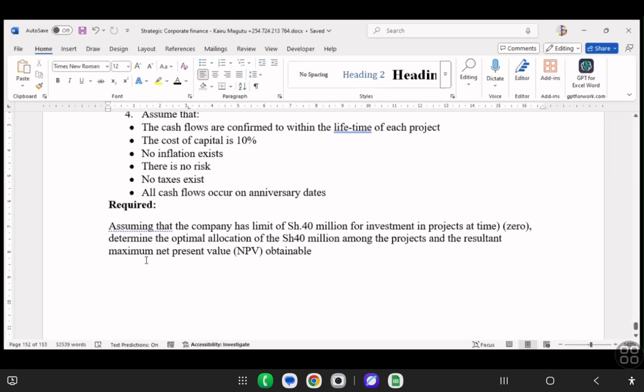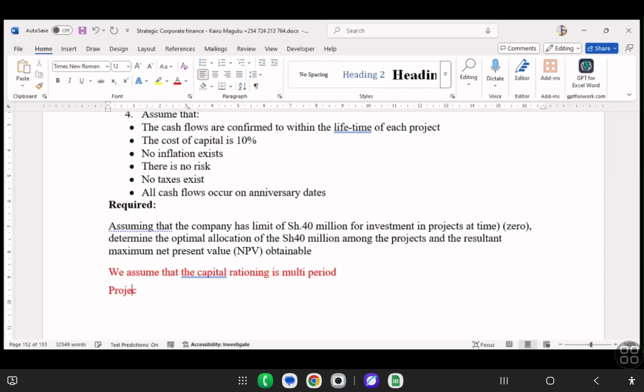In this question, we are not told that it is a single period. So the assumption is, when you are not told, we assume that the capital rationing is multi-period. We are not told that the capital will be available after 1 year, so it automatically becomes multi-period. Let us try to work on it.